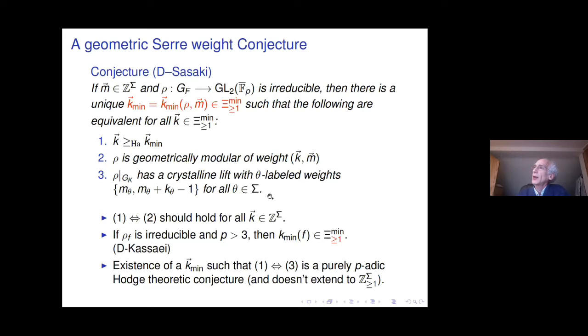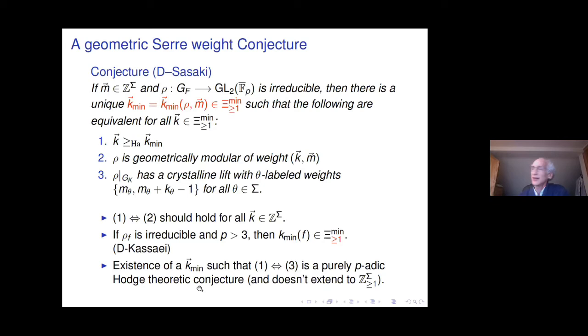If you forget about geometric modularity and just look at the equivalence between one and three, the conjecture is that there is a minimal K that governs whether a mod P representation has a crystalline lift with these labeled Hodge-Tate weights. This is a purely p-adic Hodge theoretic statement, a purely p-adic Hodge theoretic conjecture, which seems non-trivial and not obvious a priori that one should expect this.